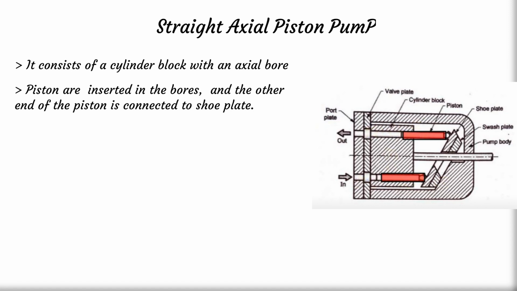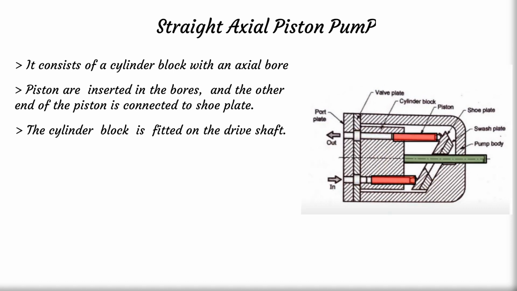As you can see here, this red one is the piston, which is inserted in the bores, and the other end of the piston is connected to the shoe plate with a shoe joint or a spherical joint. This is a spherical joint, and this piston is connected to a shoe plate with the help of a spherical joint. In this straight axis piston pump shown in the figure, the cylinder block is fitted on a drive shaft. This green one is a drive shaft where the cylinder block is fitted.